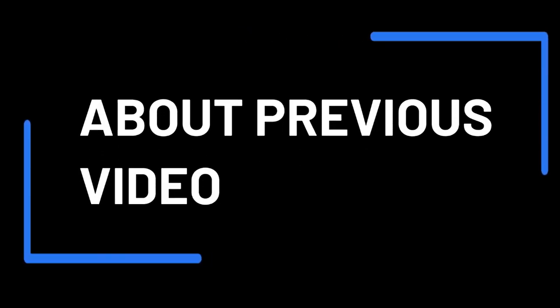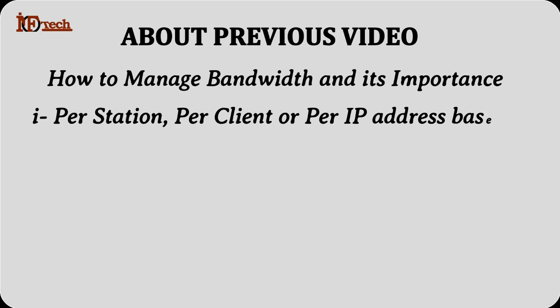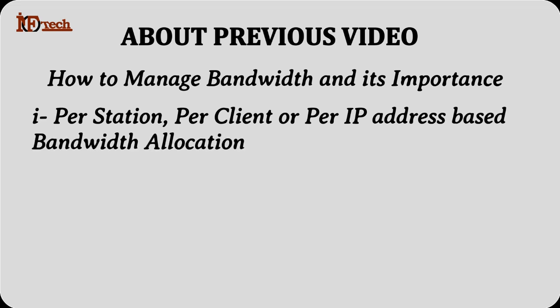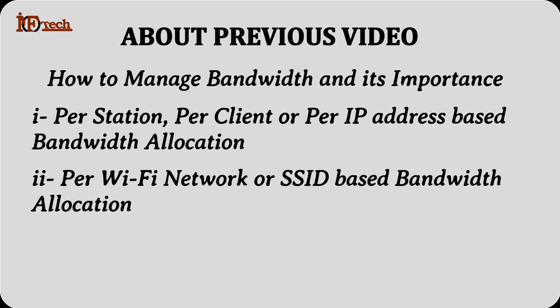About previous video. In my previous video, I explained how to manage bandwidth using the RUCKUS Unleashed network web management interface, and why it's important to properly manage bandwidth. Here's a brief summary of what I covered. I practically configured and tested the following features offered by the RUCKUS Unleashed network web management interface. Number 1. Per station, per client or per IP address based bandwidth allocation. Number 2. Per Wi-Fi network or SSID based bandwidth allocation.